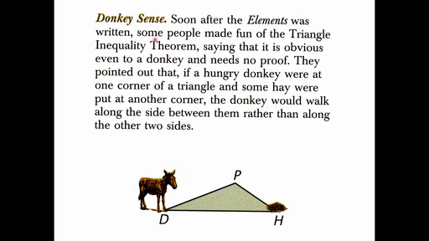And people made fun of Euclid when he put that in his book, The Elements. So obvious even a donkey wouldn't need proof. If a donkey were here and the food was there, he wouldn't walk from D to P and then P to H. He'd walk from D to H. It's obvious.